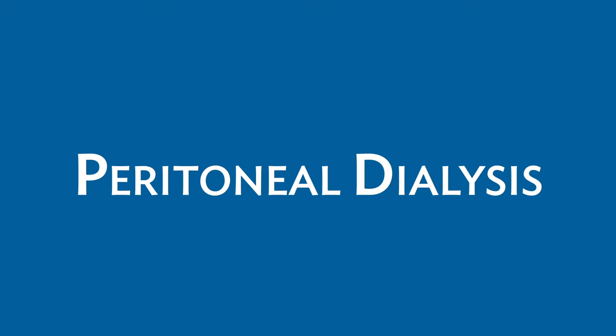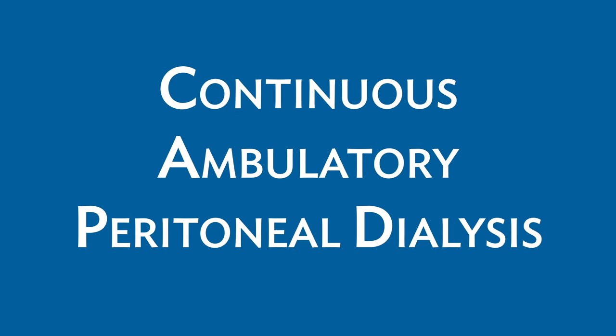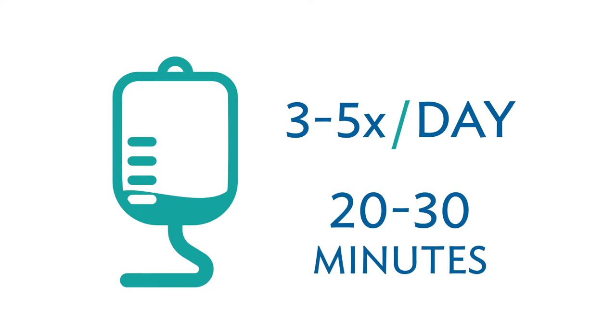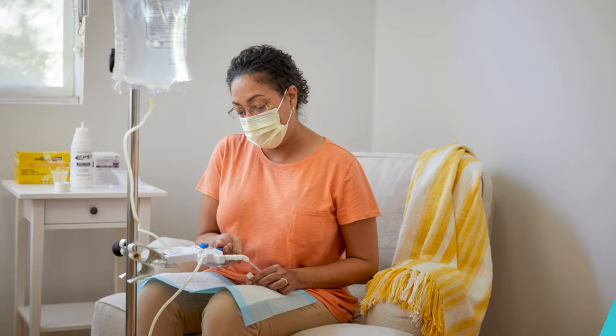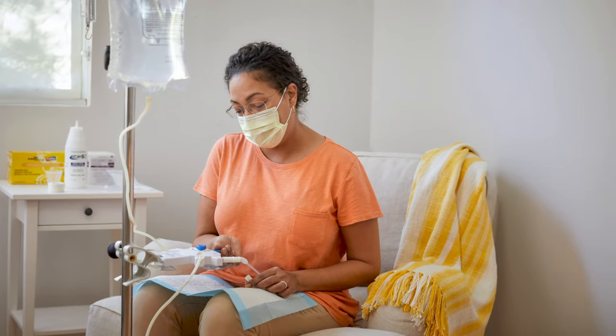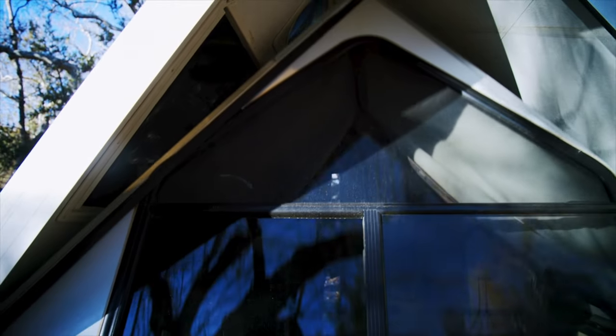The first type of PD is called continuous ambulatory peritoneal dialysis, or CAPD. Dialysis is done manually 3 to 5 times a day, with each fluid exchange session taking only 20 to 30 minutes. Since you're not attached to a machine, treatments can be done in almost any clean environment, at home, at work, or even while traveling. Everyone who chooses any form of PD will learn how to perform CAPD as a backup.